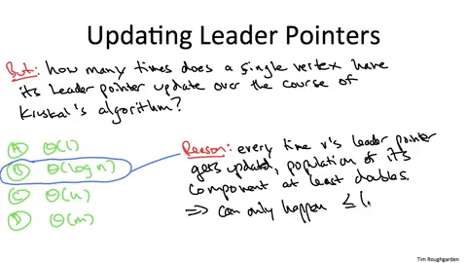Now, you start in a connected component of size 1. A connected component is not going to have more than n vertices, so the number of doublings you might have to endure is at most log base 2 of n. So that bounds how many leader pointer updates you will see as a vertex in this graph.